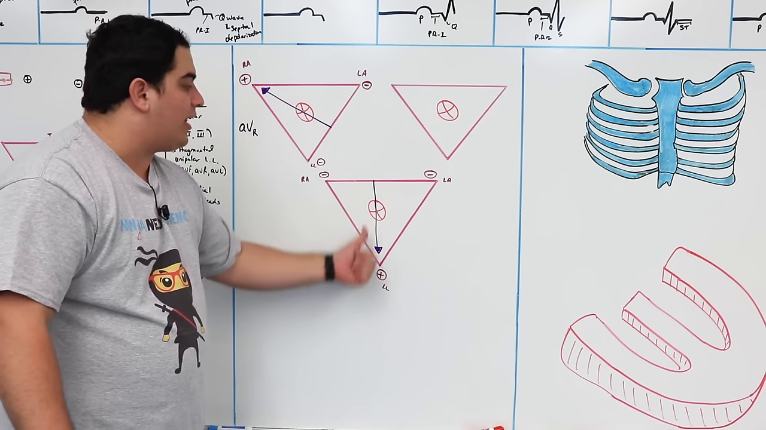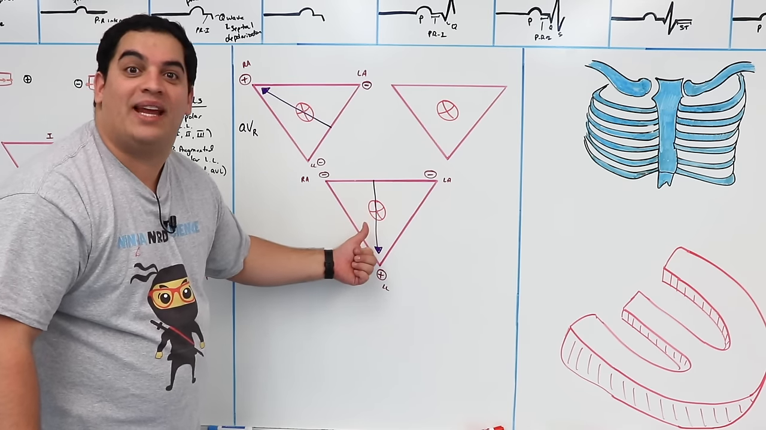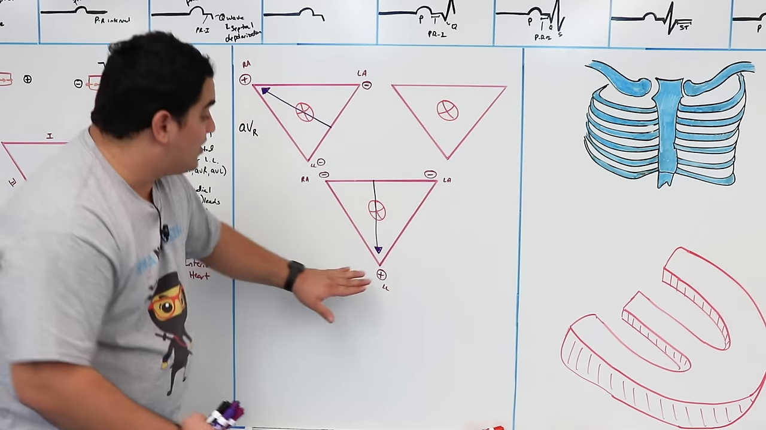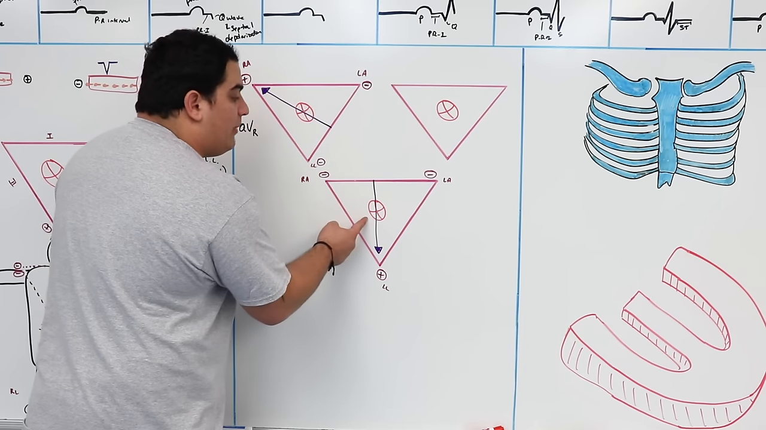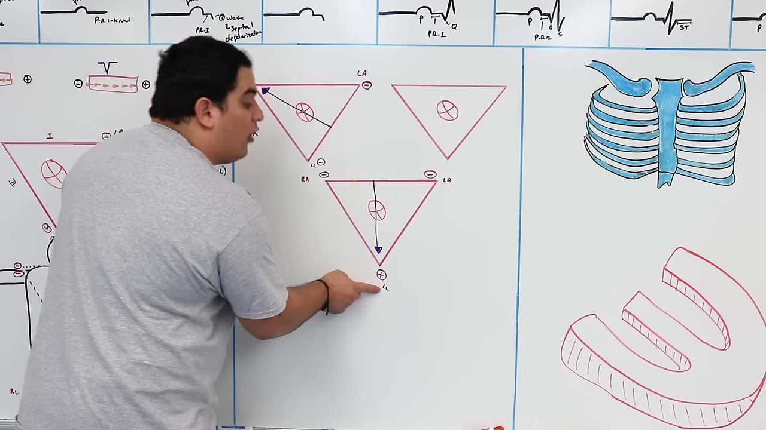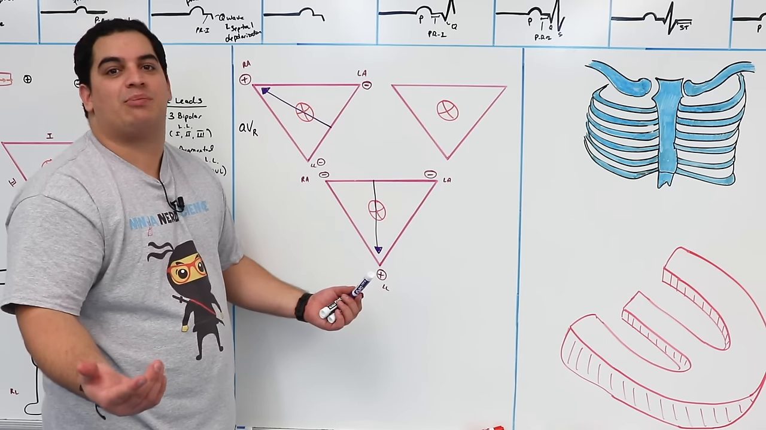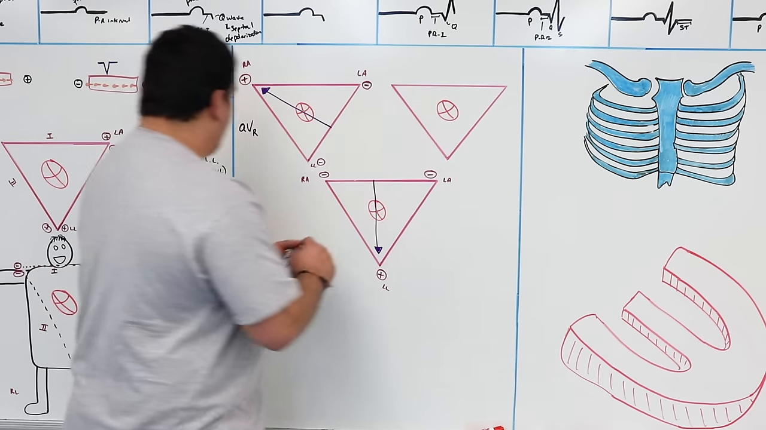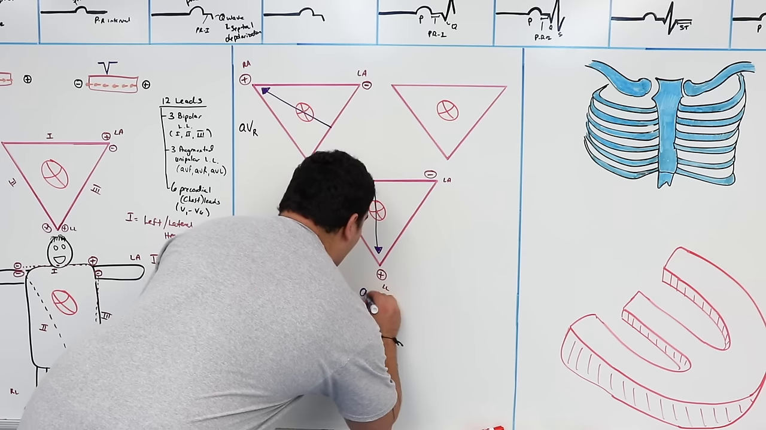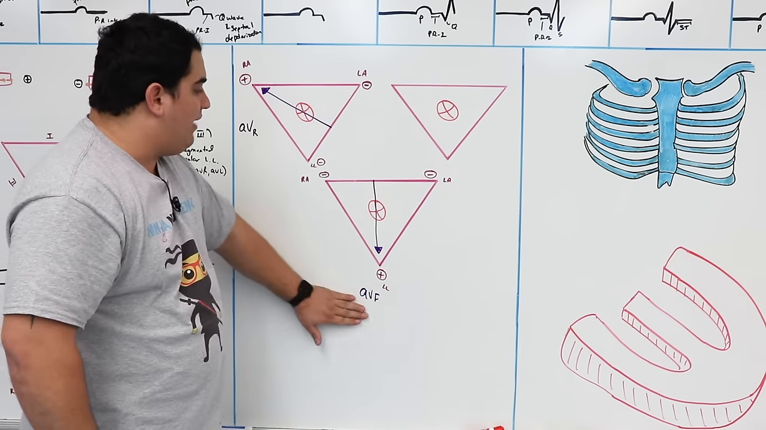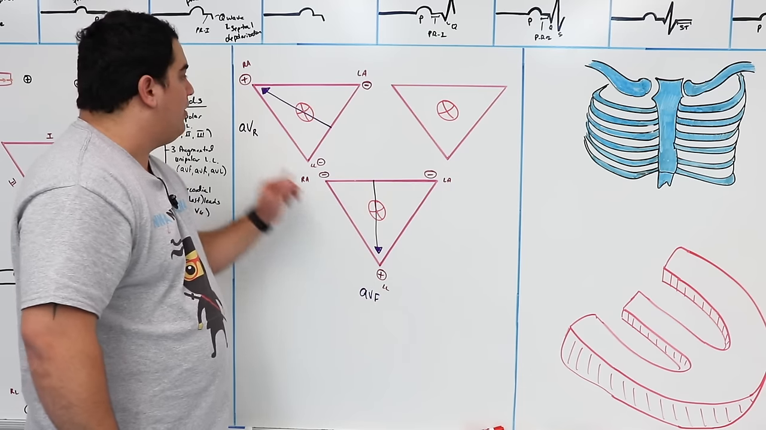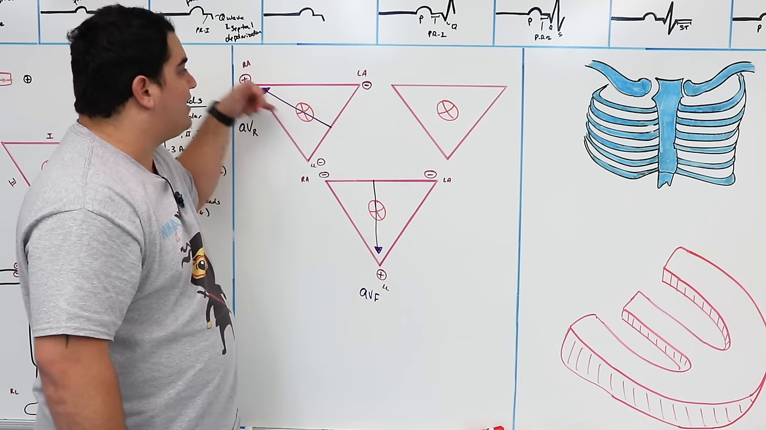So how is it looking at the heart? It's looking at the heart from the inferior view, the bottom. So which one is this one? This is going to be augmented unipolar limb lead foot. We don't want to write all that, so we just put AVF. So this is what I want you to remember: AVF, looking at the heart from the inferior view. AVR, looking at the heart from the right-sided view.